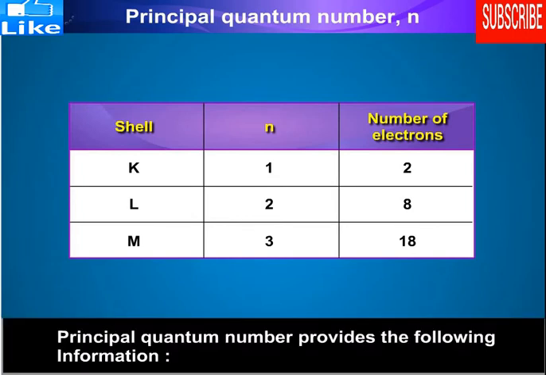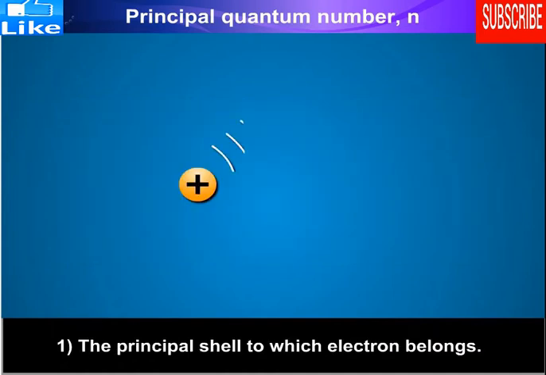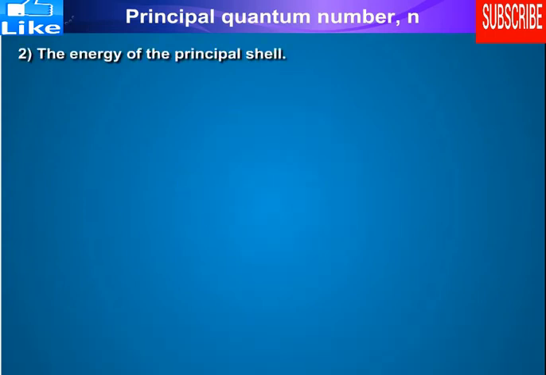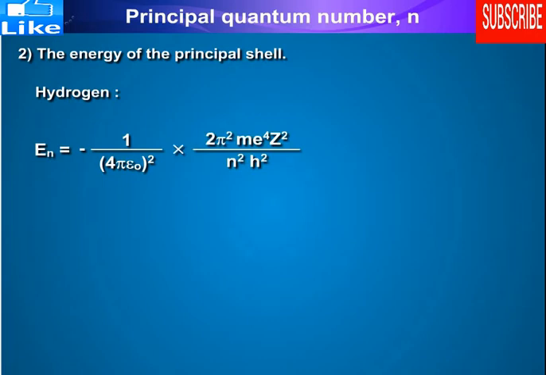Principal quantum number provides the following information. 1. The principal shell to which the electron belongs. 2. The energy of the principal shell. For example, for hydrogen, En = -1/(4πε0)² × 2π² me⁴ Z² / (n² h²) = -1312 Z²/n² kJ per mole.